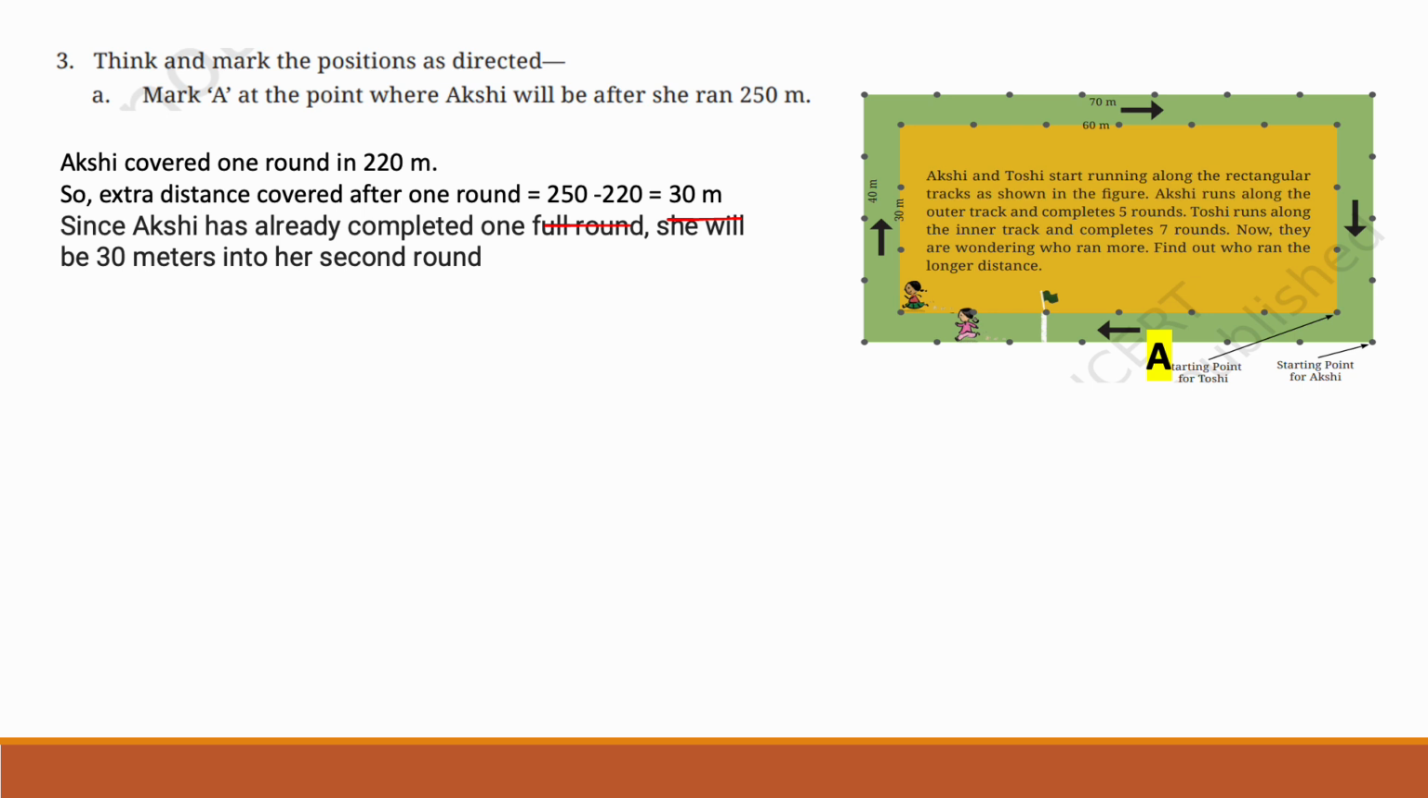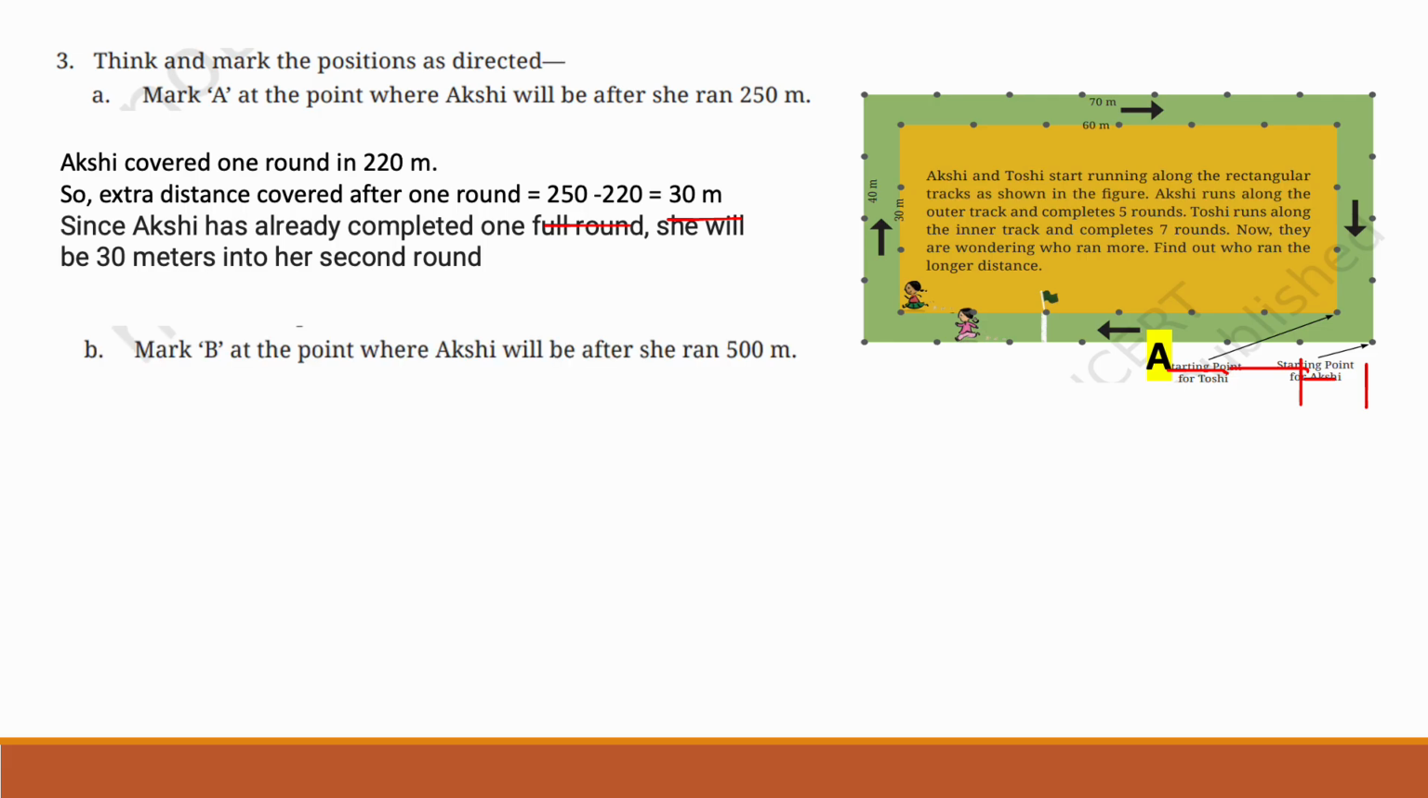See, the length of the rectangular field is 70 meters. So the distance between any 2 points is 10 here. So 10, then 20, 30. So you can mark A here.